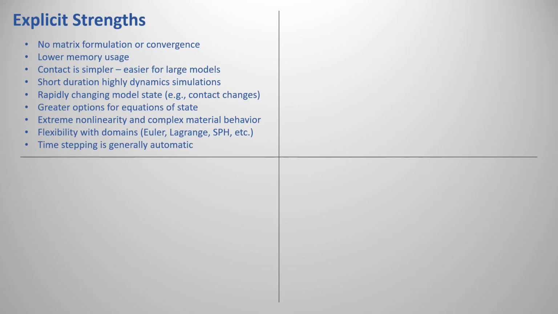It also lets you simulate extreme nonlinearity, complex material behavior in terms of extremely high strain. So that allows you to simulate buckling behavior very easily. It allows you to simulate forming operations quite easily. You get greater flexibility with different types of element domains, not just your typical Lagrange domain, but also Euler domains, what are called smooth particle hydrodynamics, and even what's called the arbitrary Lagrange Eulerian domain, which we'll talk about really briefly. And then time stepping is generally done automatically by the solver, which is nice. There's no user input.